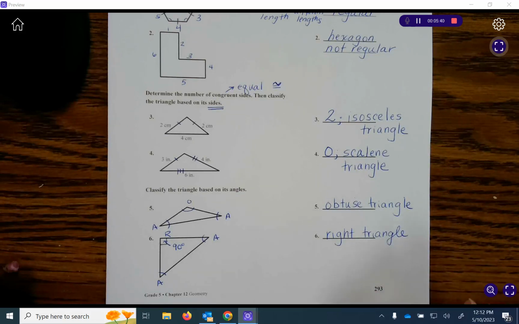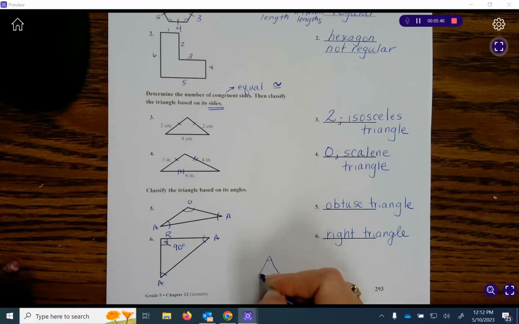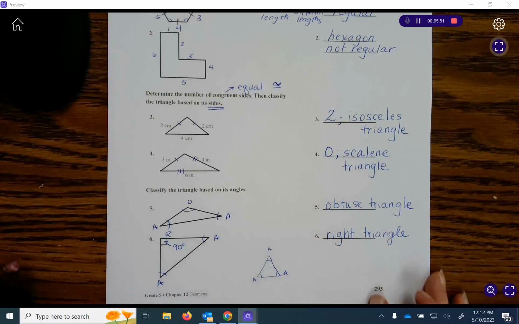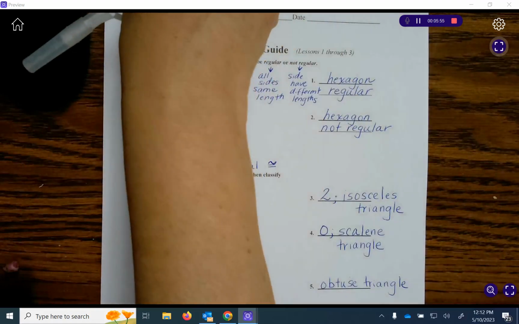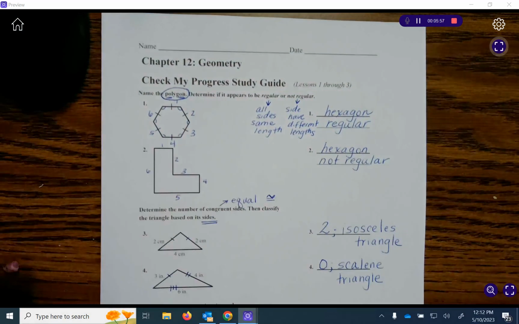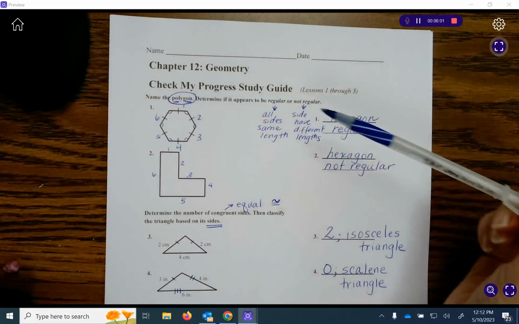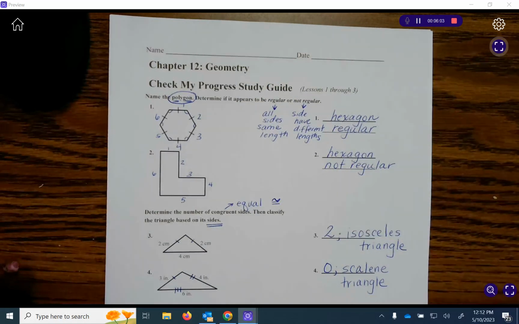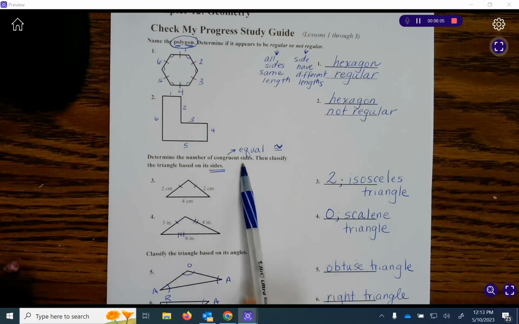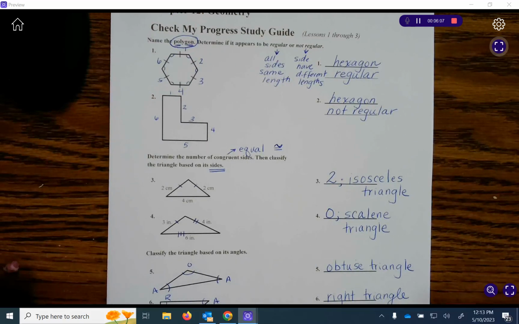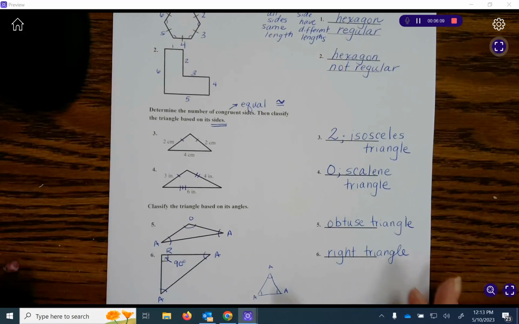The third type of triangle is an acute triangle, where all of the angles would be acute. So for your test, you want to make sure that you know all the different types of polygons and what numbers match what names. Identify the triangles based on their sides and based on their angles. All right, good luck.